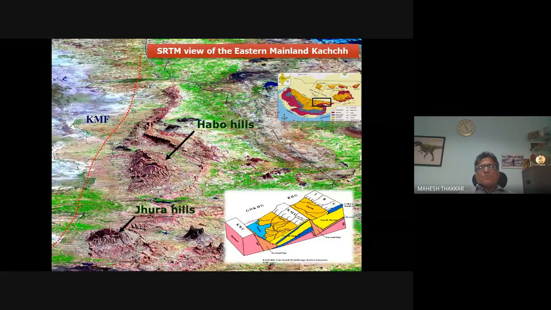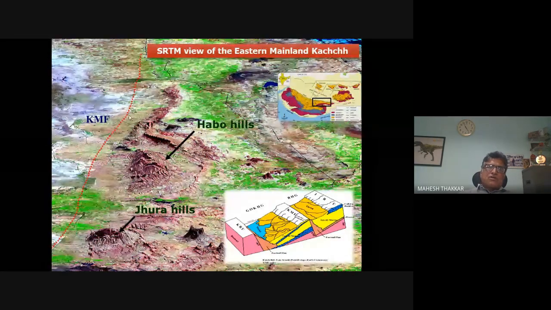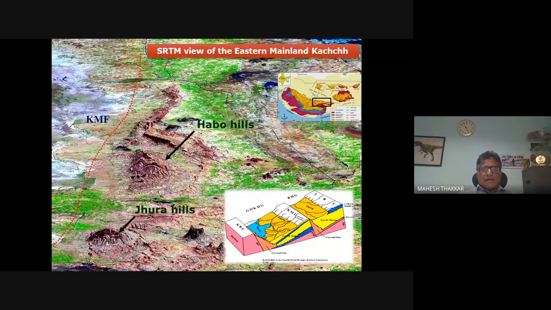And to the north of those domes, there is the Kachchh Mainland Fault, and at many of the domes, major domes or minor domes, there are intrusive bodies. So this is a clear picture of the SRTM view of two of the domes, Habo Dome and Jara Hill, where one can easily see the domal structures of Habo and of the Jara Hills.